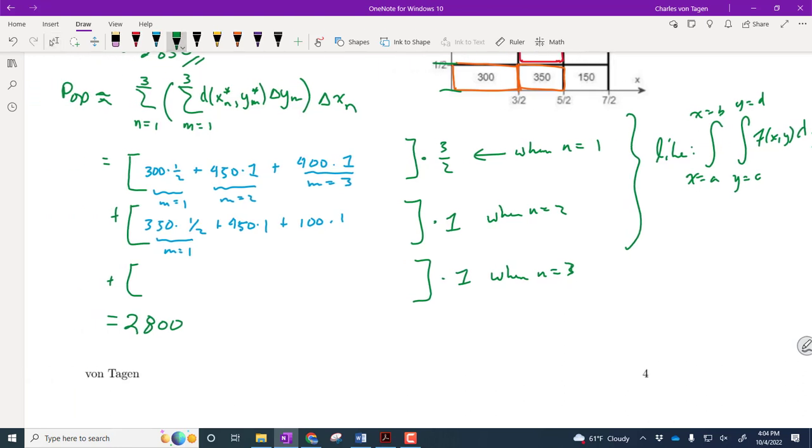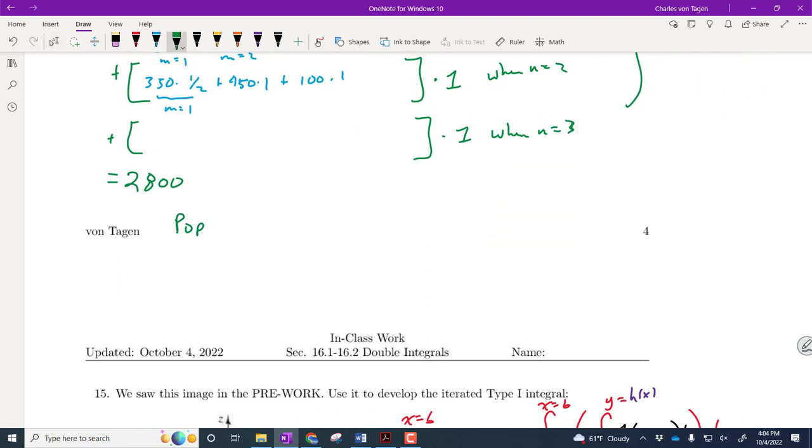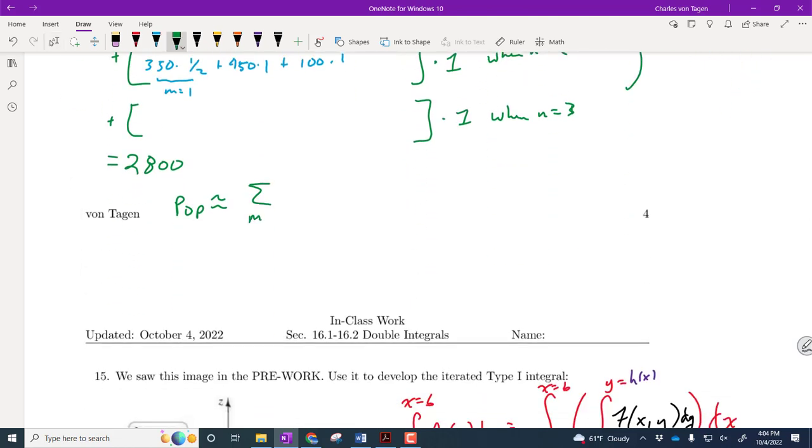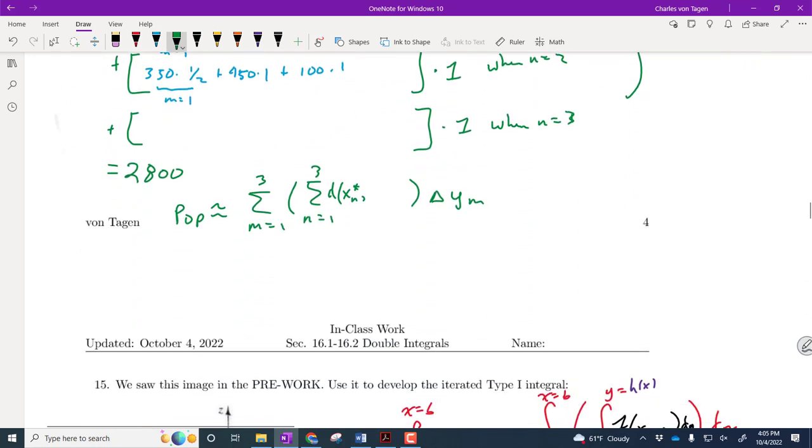So just for completion's sake, we won't actually write anything out, we'll just say that the population is approximately, the other way we can do this is the sum from m equals 1 to 3 of our delta y sub m, sum from n equals 1 to 3 of our d of x n star, y m star delta x sub n. Let's make sure I'm using the same correct letters, am I consistent? Yes. Let's flip that over.